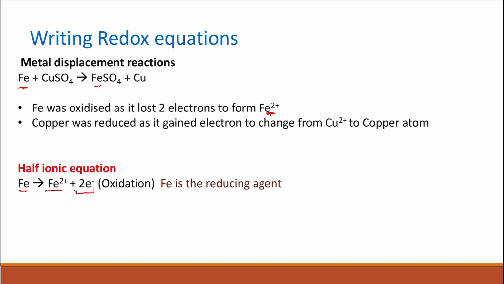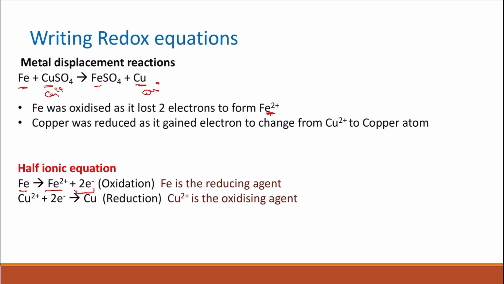On the other hand, we have copper. Copper here was an ion. Copper was copper 2 plus, and it gained 2 electrons to give you the copper metal, which doesn't have any charge. It's just a copper metal. It's neutral. So copper gained 2 electrons to give the copper atom. And we can write the ionic equation for this reduction where copper 2 plus gained 2 electrons to give you the copper. This is called reduction.